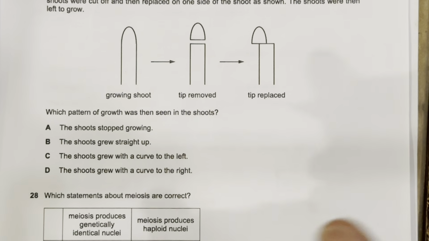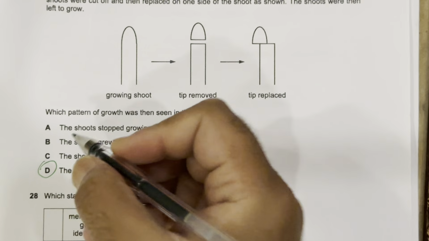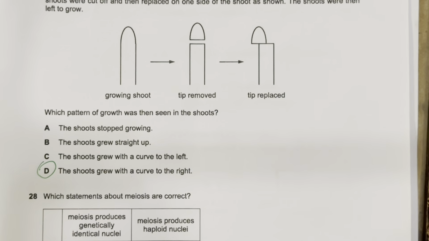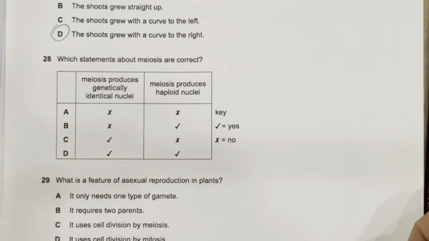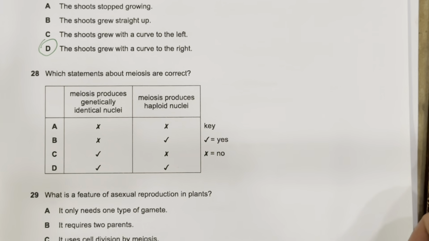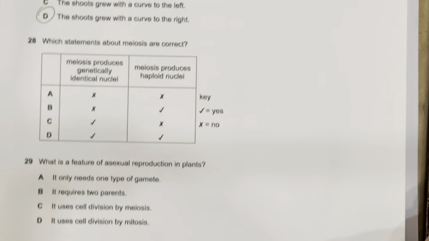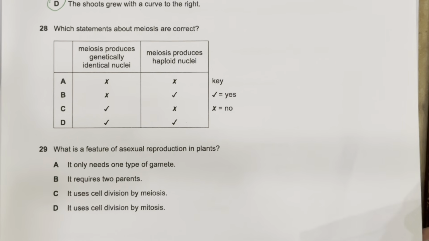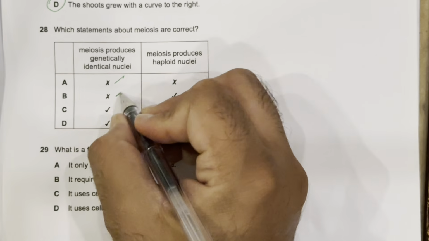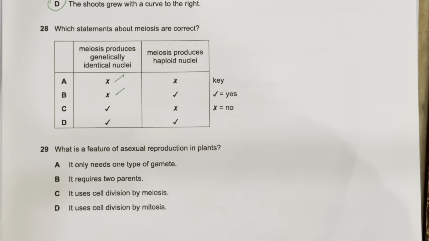So option number D is carrying that choice. Okay, moving to question number 28. Which statement about the meiosis is correct? Okay. We know that meiosis produces genetically identical nuclei. It is not true, so it will not produce genetically identical nuclei. So A and B can be true.